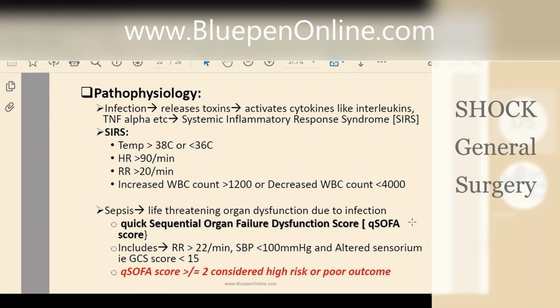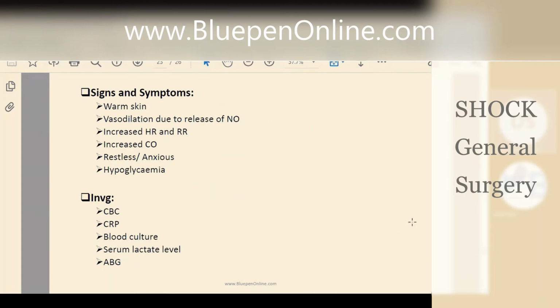The Q-SOFA score is positive when the score is greater than or equal to 2. Then it is considered high risk or poor outcome. So the Q-SOFA score, the quick sequential organ failure dysfunction score, is mainly seen in sepsis or septic shock.